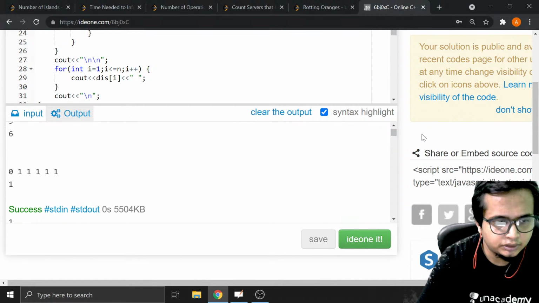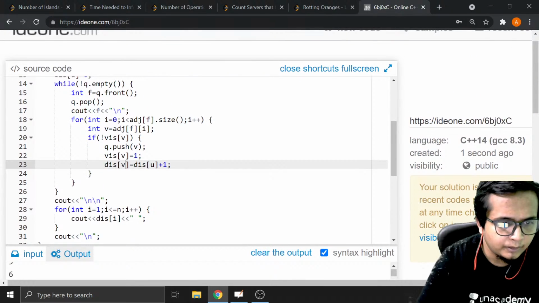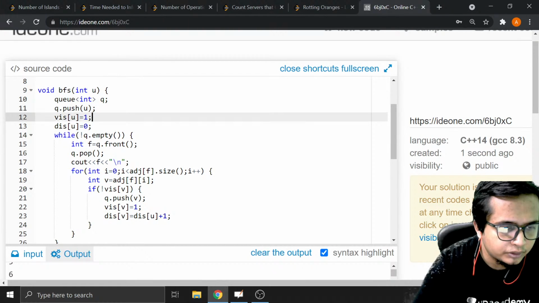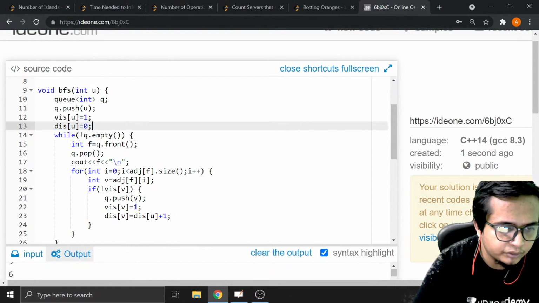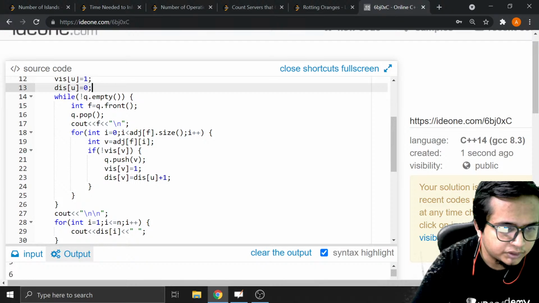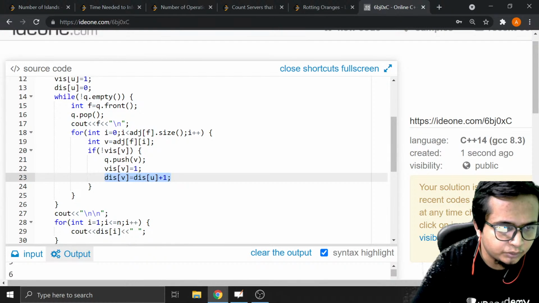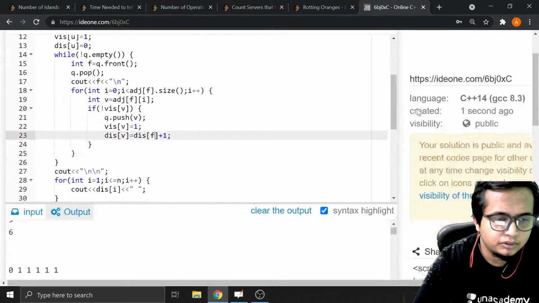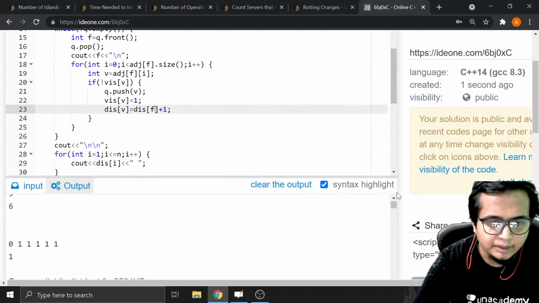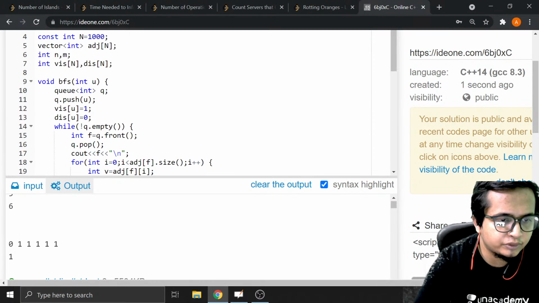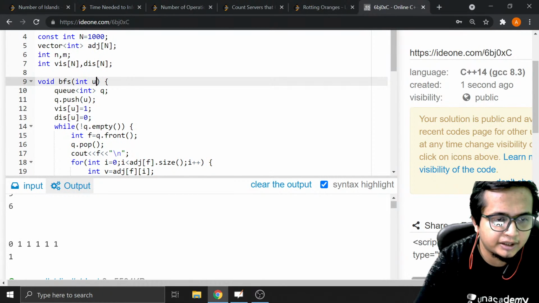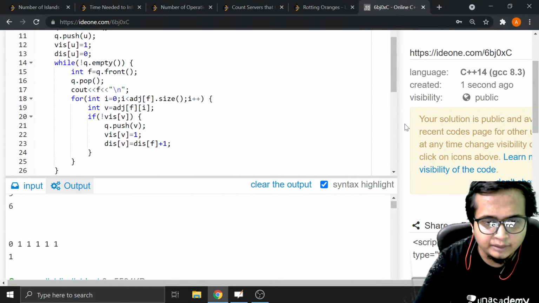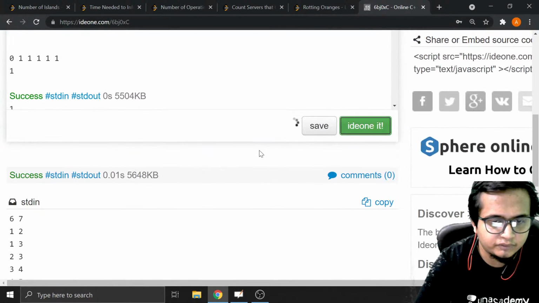Okay, so there is still some issue. Let's just check quickly. Here we mark distance of U as 0, and here we just say distance of V equal to distance of U. Actually, it is not distance of U, it is F. I'm getting confused because I usually don't write an extra function for BFS. I just write it over here. That is why I'm confusing the popped node with U and V.